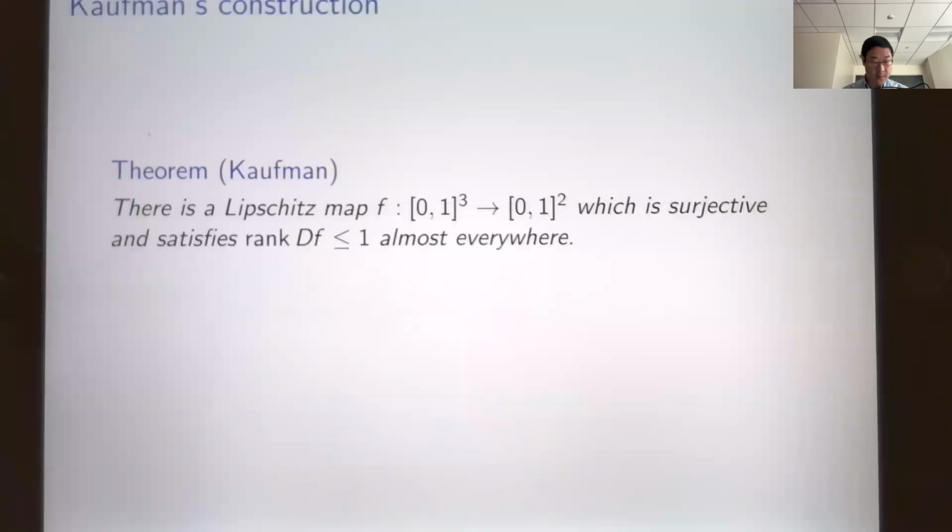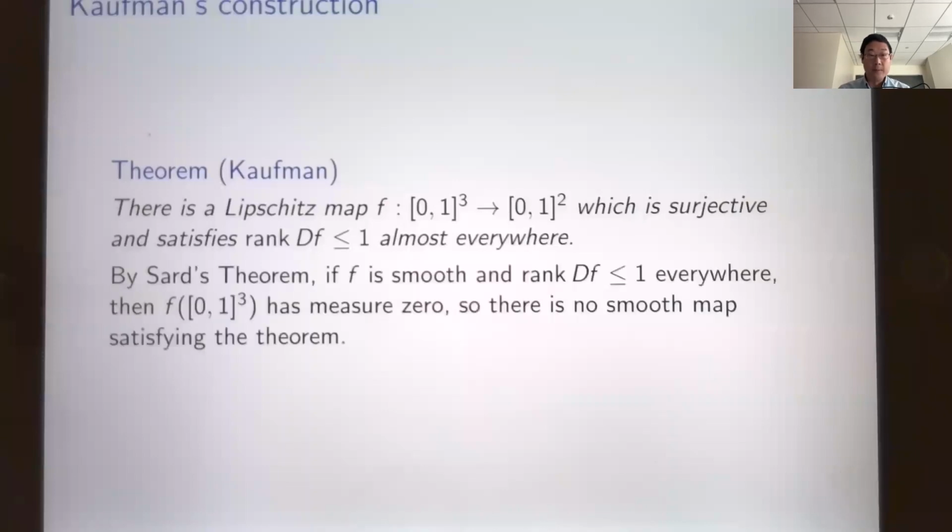So Kaufman constructed an example of a Lipschitz map F from the cube to the square, which is surjective, and where the rank of the derivative is at most one almost everywhere. And so this is impossible for smooth maps, because if you have a smooth map, you have Sard's theorem. Sard's theorem tells you that if you have a smooth map where the rank of the derivative is at most one, then the measure of the image is zero, and so the map can't be surjective. But regardless, there is a self-similar map. And so let me show you that construction.